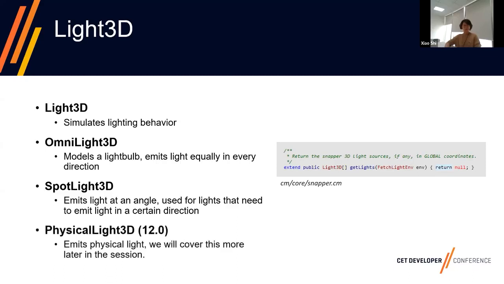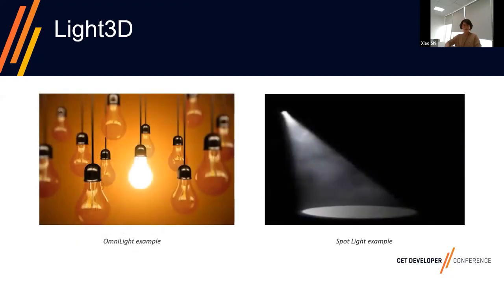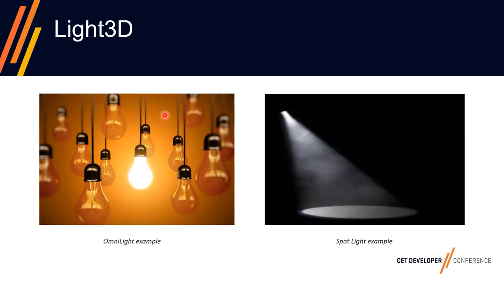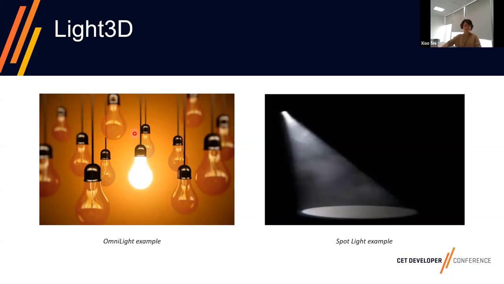We also have something called PhysicalLight3D, which is new and will be in 12.0. I will leave this for later in this session, so we'll concentrate first on the existing Light3D. Here are just pictures of the things I just talked about. This one is an OmniLight example in real life. You can see that it's shooting everywhere.